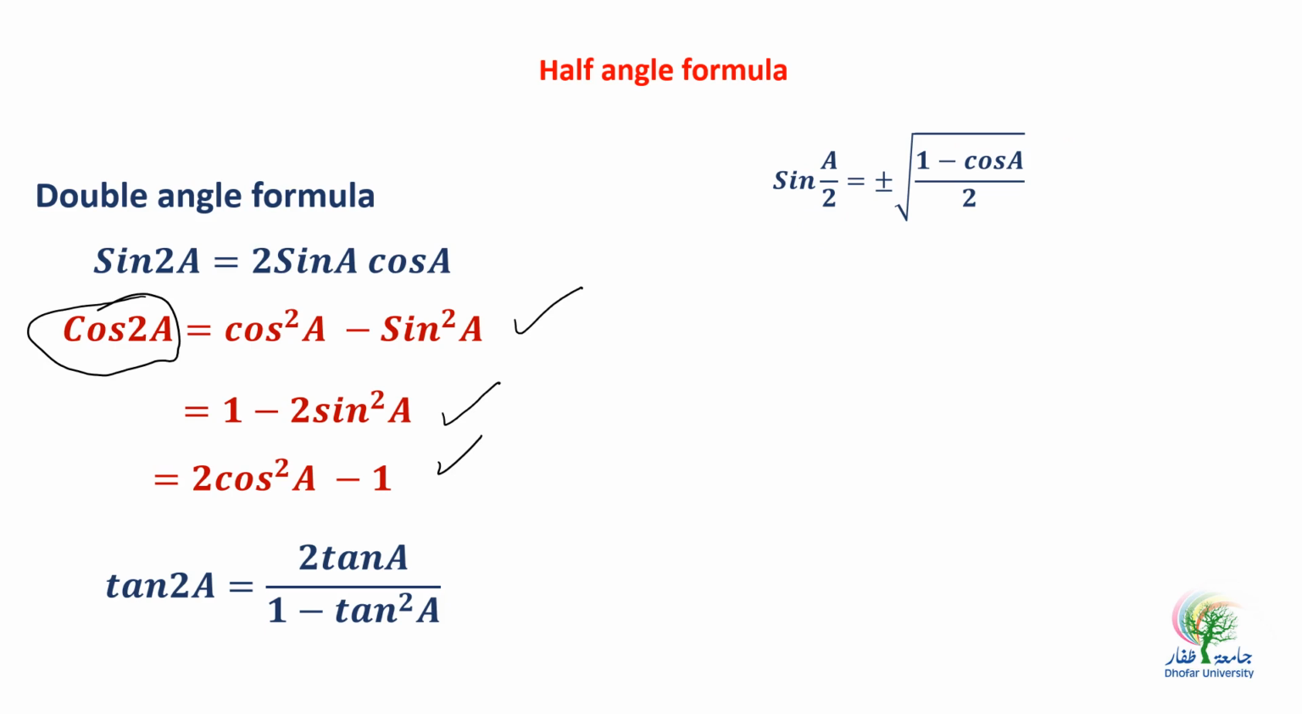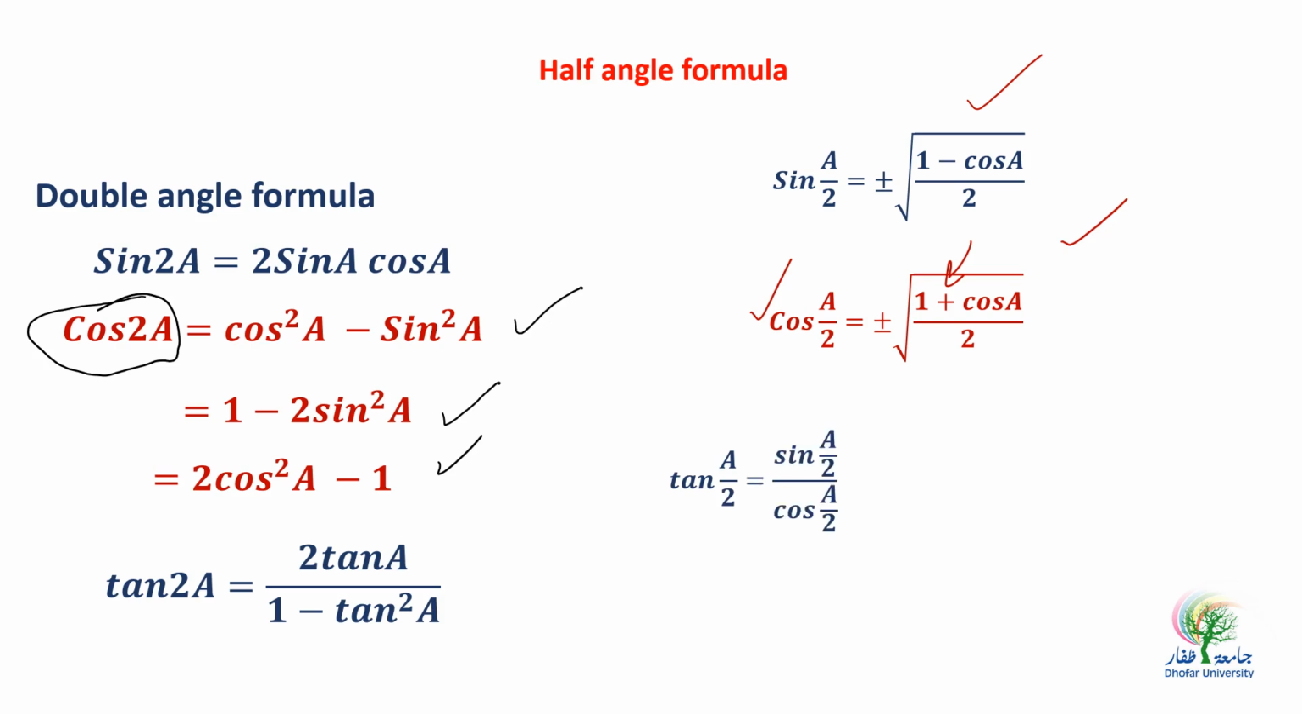Again, I'll say sine A by 2 is plus minus square root of 1 minus cosine A by 2. Cosine A by 2 we say plus minus square root of 1 plus cosine A by 2. So square root is here, square root is here, keep in mind. And if cosine, then plus will be here.